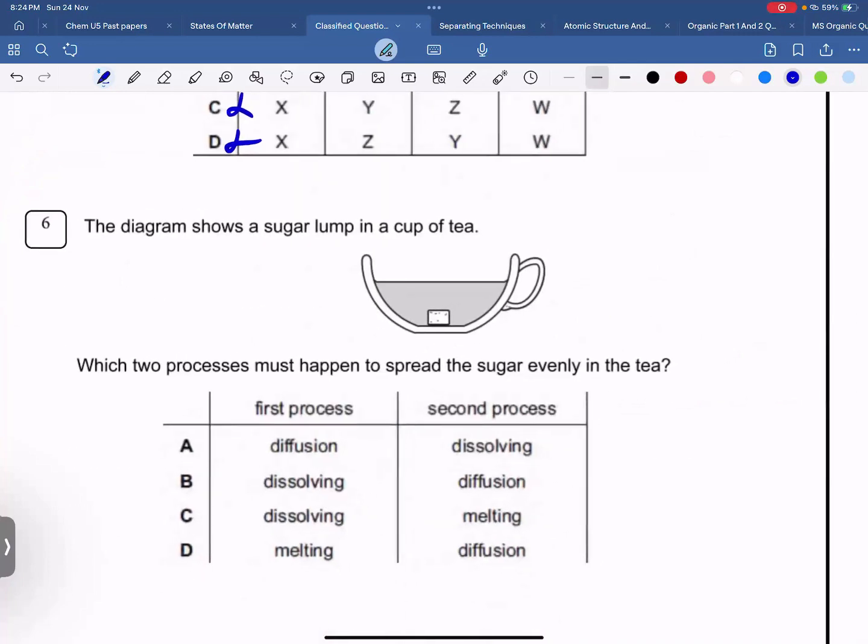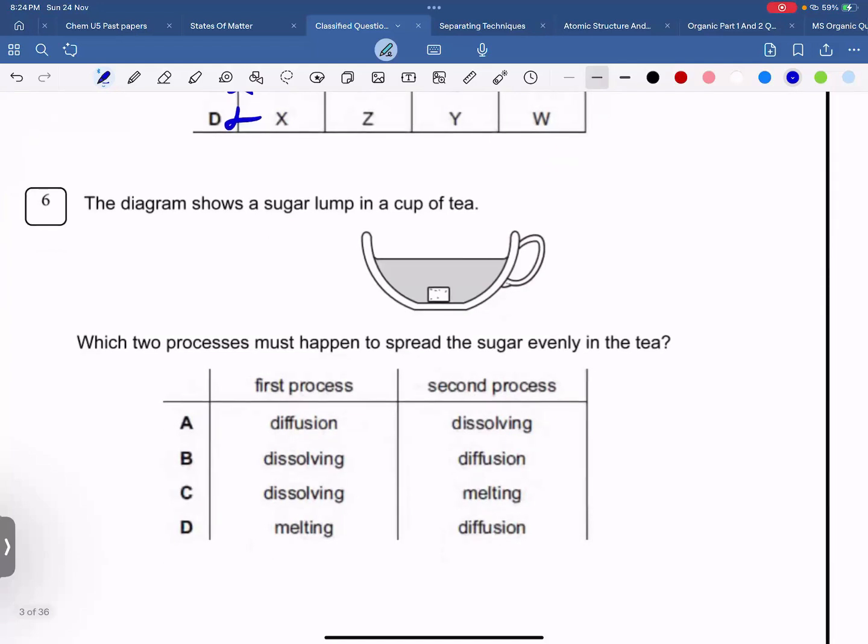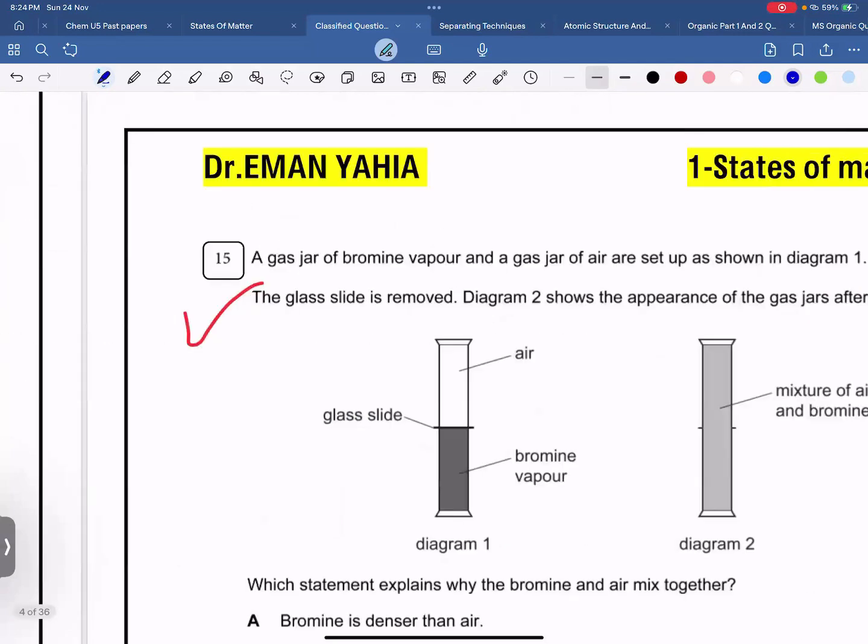Then the diagram shows a sugar lump and a cup of tea. Which two processes must happen to spread the sugar eventually in the tea? So first, dissolving, so no diffusion, no melting, so dissolving, then diffusion. So the answer is going to be B.